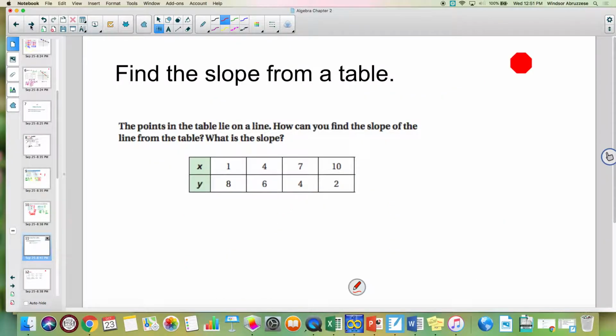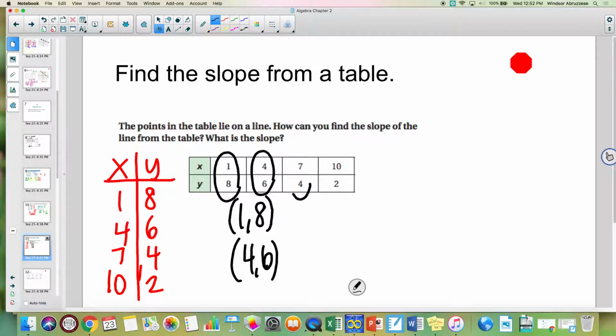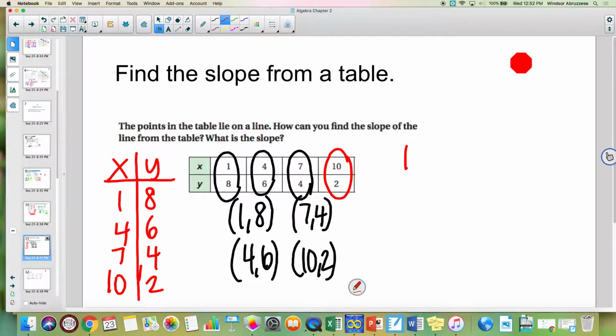The last example is finding slope from a table. Remember, a table is just a cute way of writing coordinates, right? And all of these coordinates are solutions to our line. So if you don't like a horizontal table, maybe turn it around, make it a vertical table. You can also just write the coordinates out. To find slope, you only need 2 coordinates. So you could pick any 2 you want. I'm going to pick this last one, 10, 2. And I'll take the first one, 1, 8. And I'm going to find the slope.